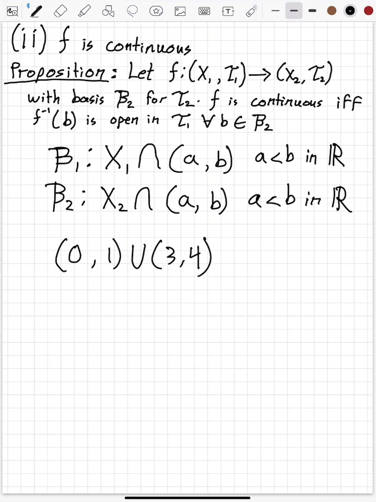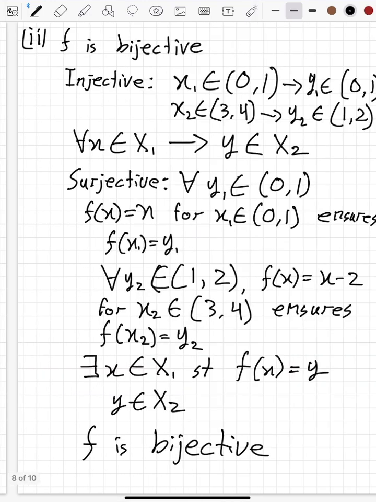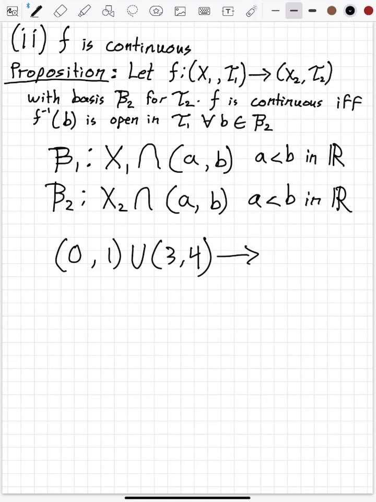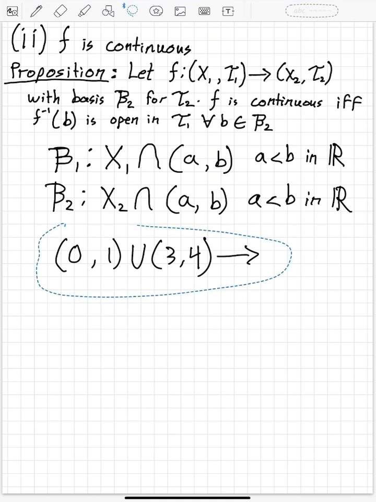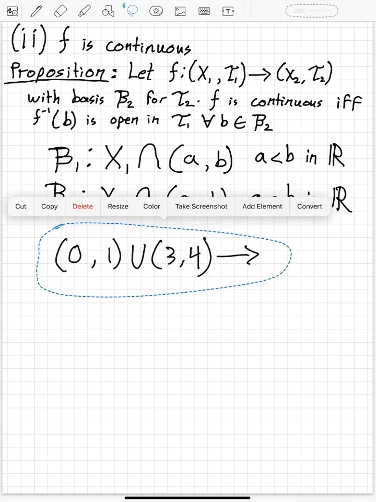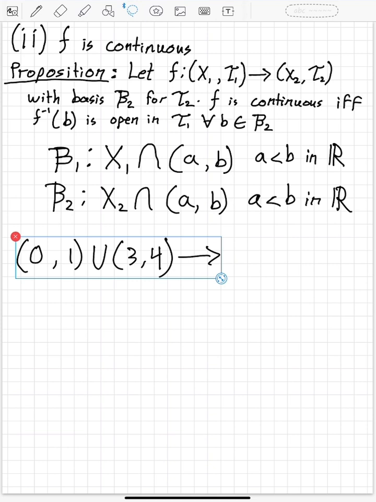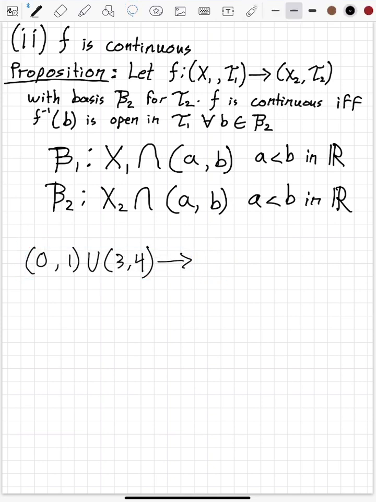So we have this as x1, and we know that it is being mapped onto... actually this might be too big. There we go. And we know that f is mapping this onto (0, 1) union (1, 2). So we have two disconnected open intervals mapping onto two disconnected open intervals.